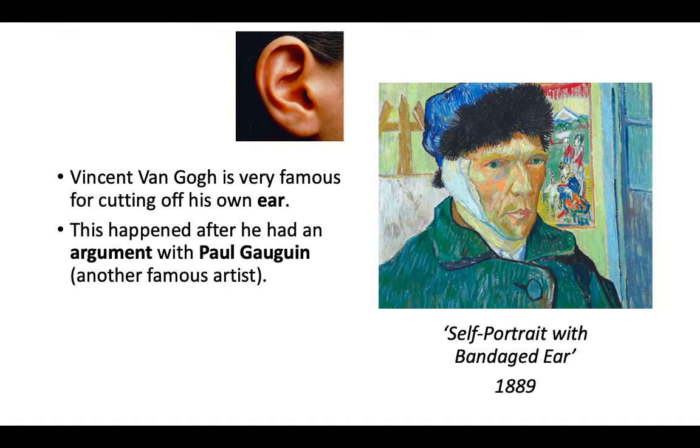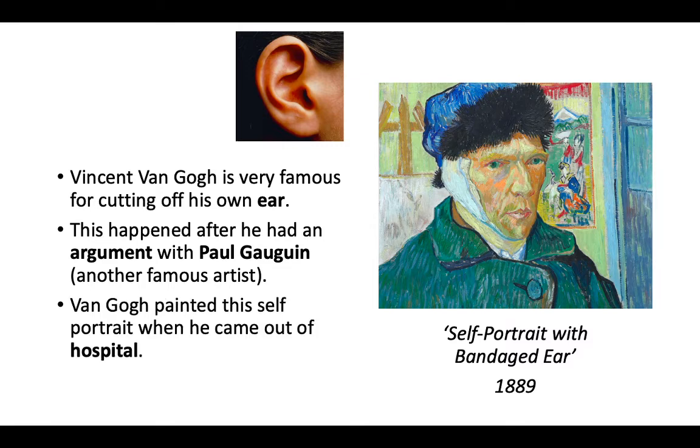Vincent van Gogh was very famous for cutting off his own ear. This happened after he had an argument with Paul Gauguin, another famous artist. Van Gogh painted this self-portrait when he came out of hospital, and it shows a self-portrait of him with his ear bandaged. Bandage just means this white cloth, putting a bandage or plaster over it.